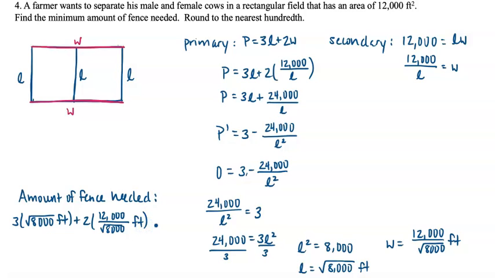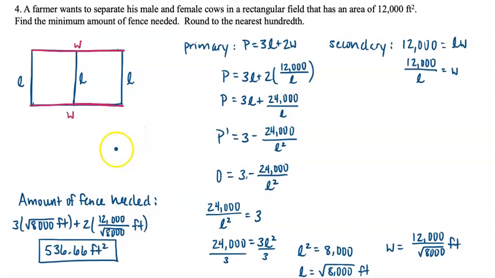And so, doing just a quick calculation here, we get that the amount of fence needed is about, rounded to the nearest hundredth, 536.66 feet squared. So this is our total amount of fence needed.